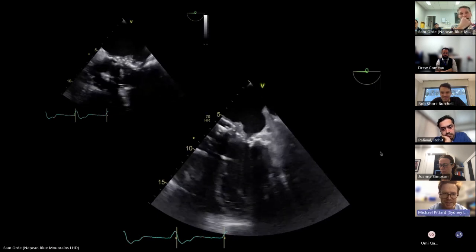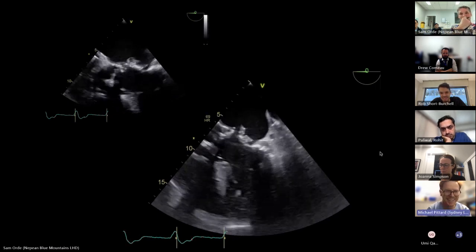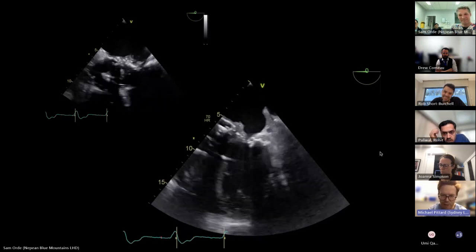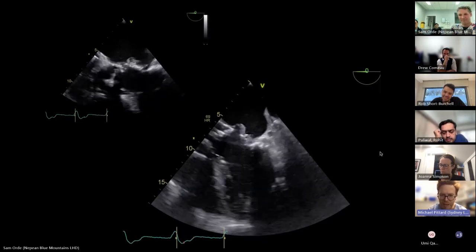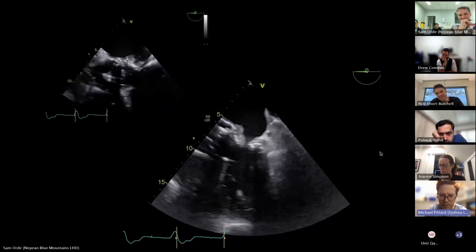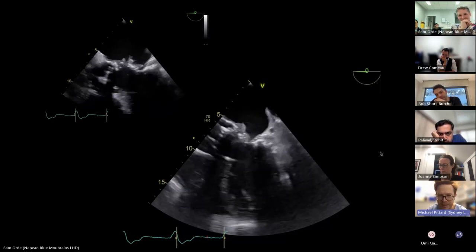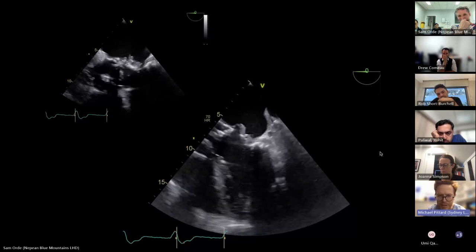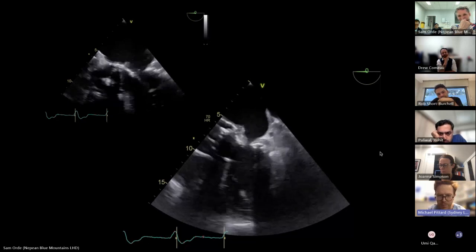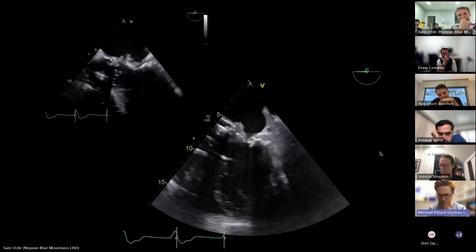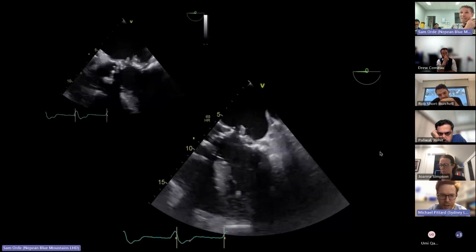Okay, so this looks pretty bad. This is another midesophageal sort of high 4-chamber. It demonstrates abnormal motion of the mitral valve and the aortic valve. It looks like there's a mass on the mitral valve leaflet and potentially complete dehiscence of that mitral aortic cushion, with potentially a significant defect between the LVOT and the left atrium.